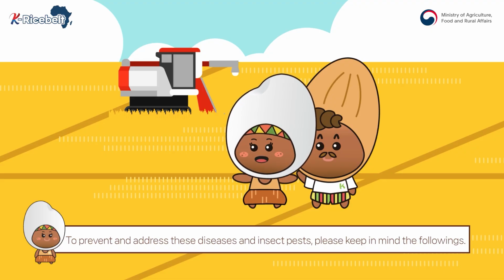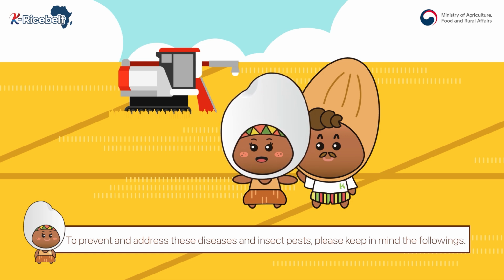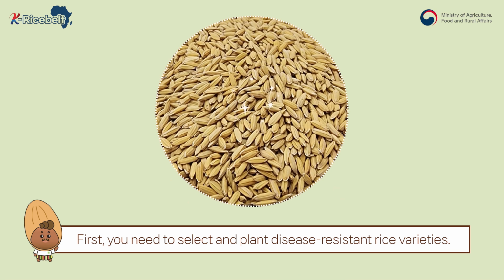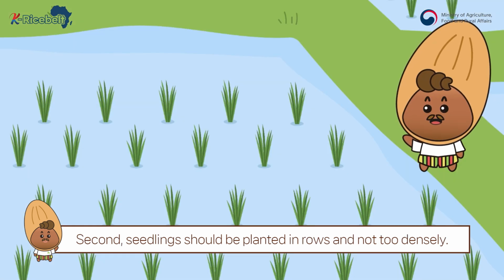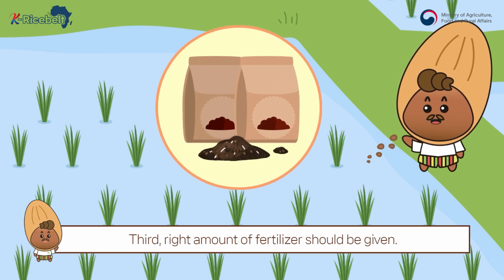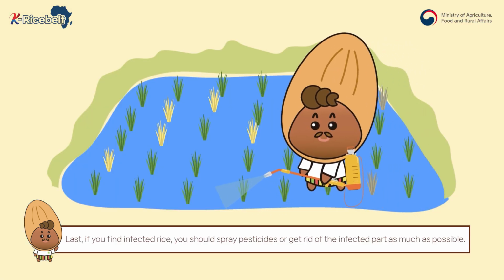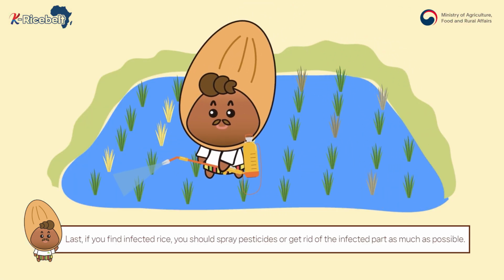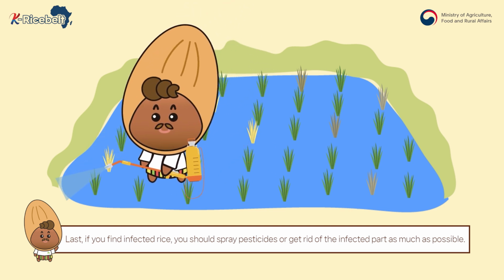To prevent and address these diseases and insect pests, please keep in mind the following. First, you need to select and plant disease-resistant rice varieties. Second, seedlings should be planted in rows and not too densely. Third, the right amount of fertilizer should be given. Last, if you find infected rice, you should spray pesticides or get rid of the infected part as much as possible.